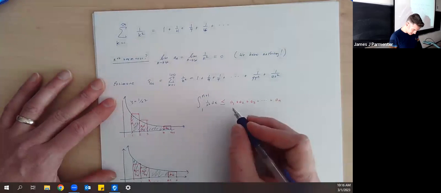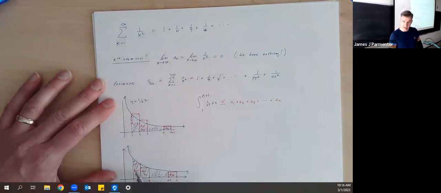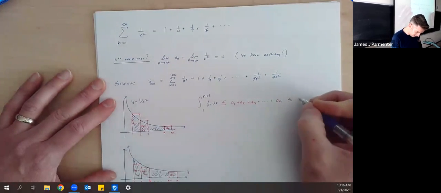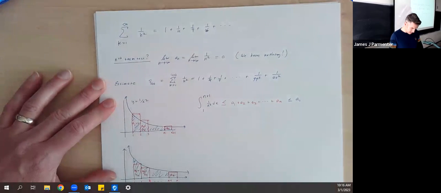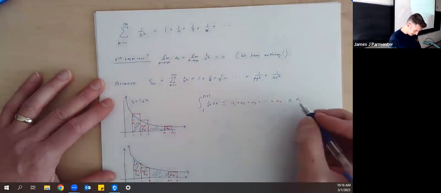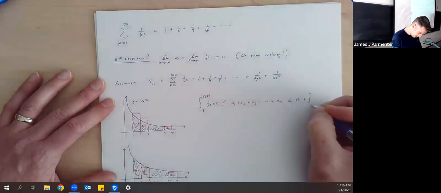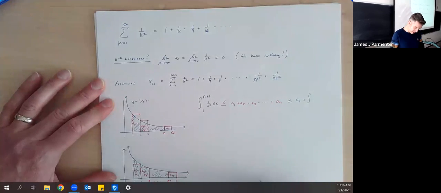So the rectangles, A1, sorry, I'm missing the term A1, right? So what I have to do is say that's less than or equal to if I add on A1, because I have A2, A3 all the way to AN. So if I add on A1, then this area in blue is certainly bigger than the area in red.